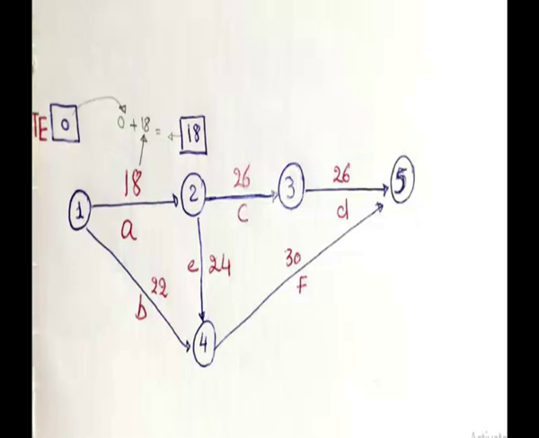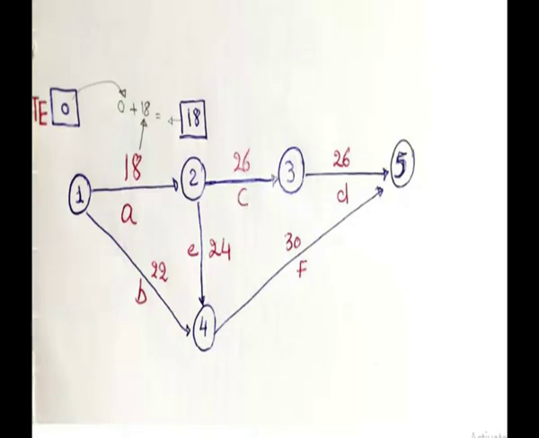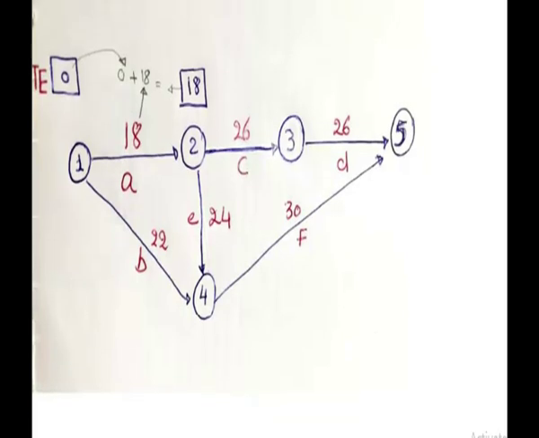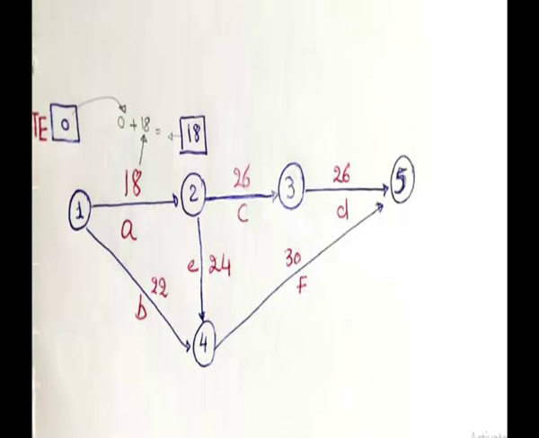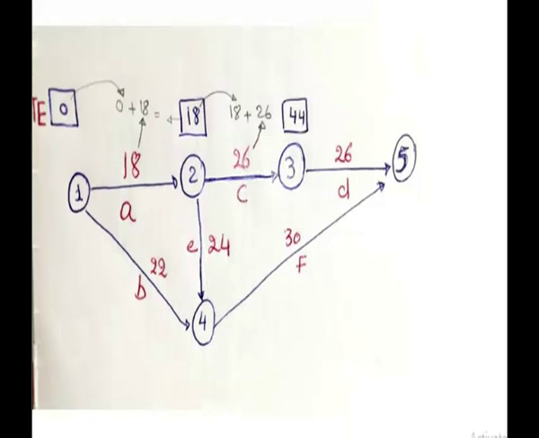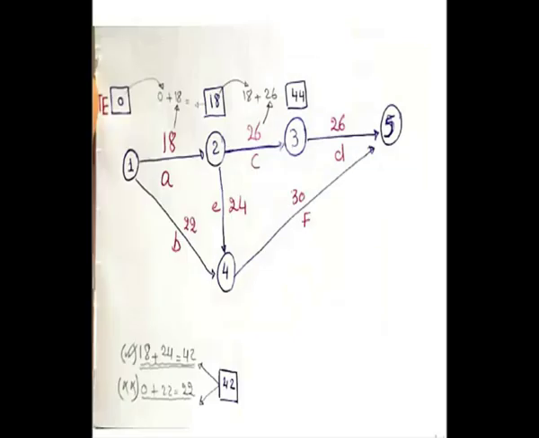Let's continue to the next event. For event number 3, the previous event was event number 2 because it has only one arrow getting into it. So 18 plus 26 days on the straight line equals 44. Let's continue. For event number 4, which is the next event, you will notice that you have two preceding events. We have event number 1 and event number 2.